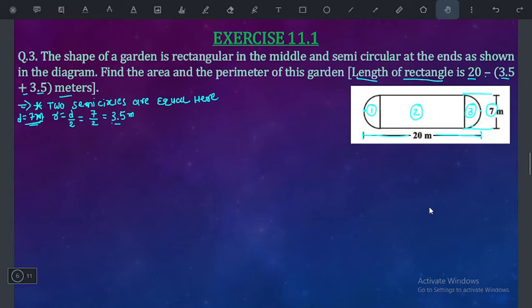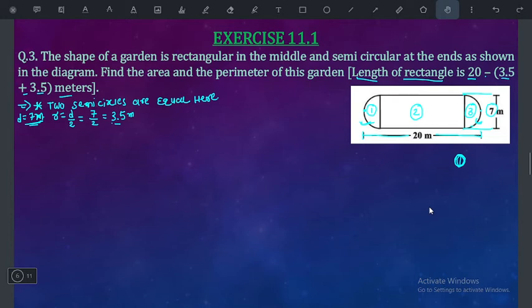And we know that if two semicircles combine with each other, they make one full circle. Semicircle means half part of a circle. Here it is the first semicircle, here it is the second semicircle. Okay, when both the semicircles meet, then they make one full circle.